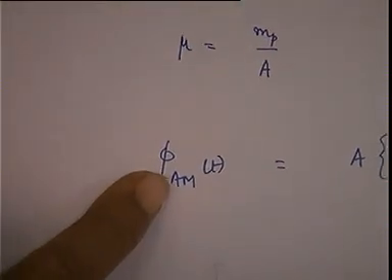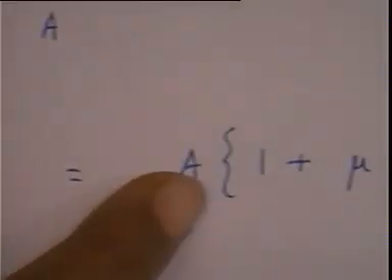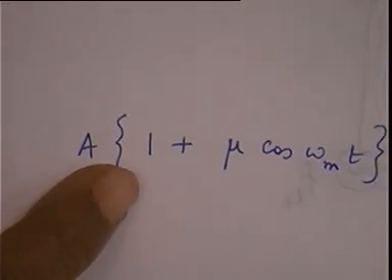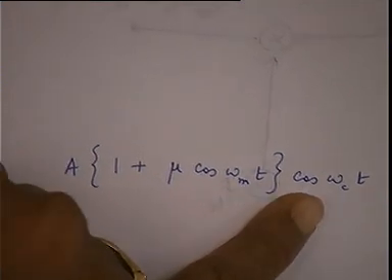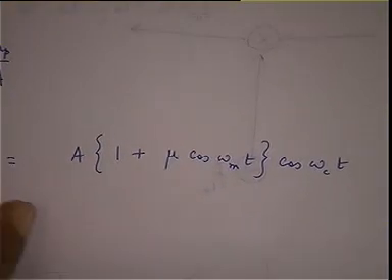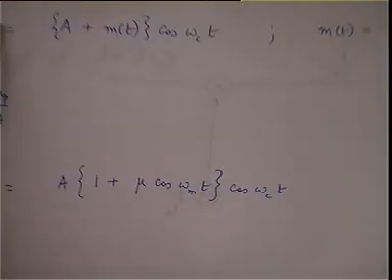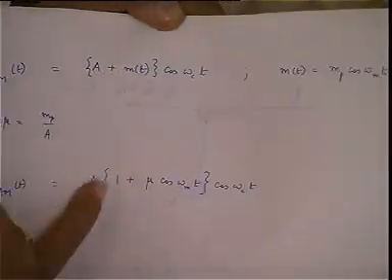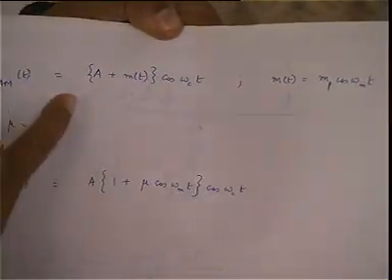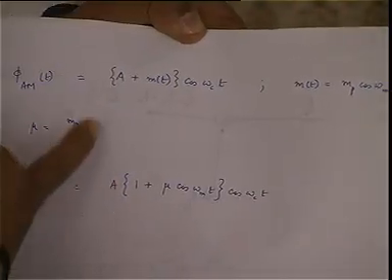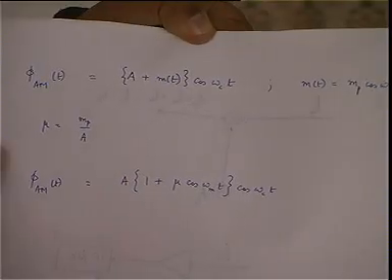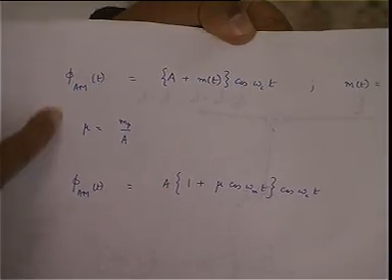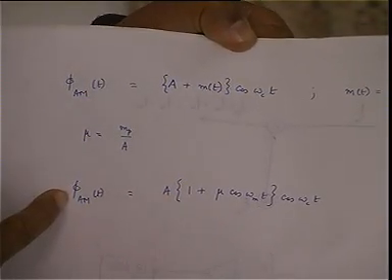In terms of mu, I can write the same equation, which is given here. I can write this as phi_AM(t) equal to capital A times, in brackets, 1 plus mu cos omega mt, bracket closed, cos omega ct. So this is another way of writing the same equation, where in place of m(t) I have written this expression, and I have multiplied and divided the expression by A to write it in terms of mu. So this is another form of the amplitude modulation equation, the same equation written in terms of mu.